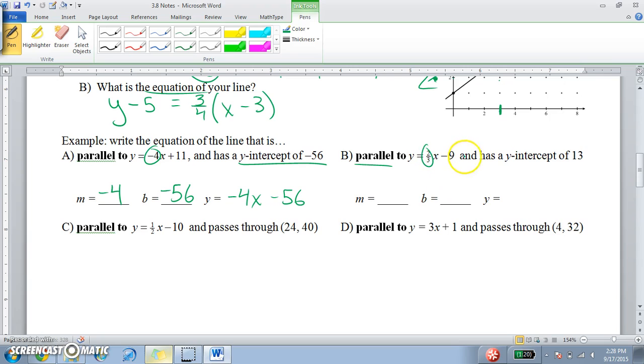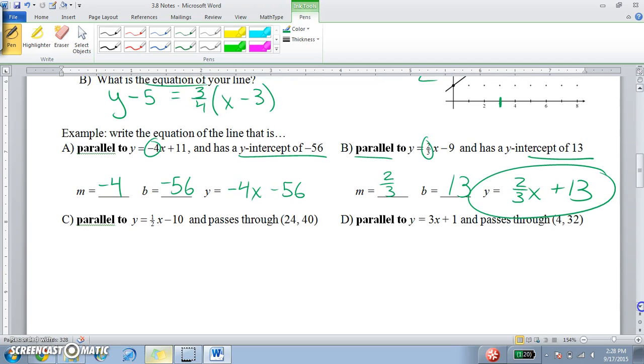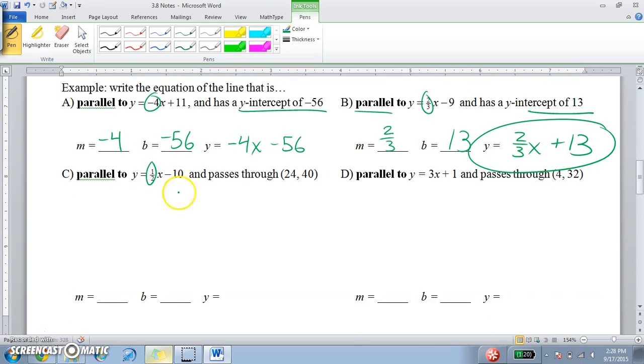Parallel to 2/3 x minus 9, y-intercept of 13. So slope is 2/3, b, or y-intercept, is 13. Again, y equals 2/3 x plus 13, that's my equation. Next: parallel to y equals 1/2 x minus 10 and passes through (24, 40). So now we don't know the y-intercept, but we do have a point and the slope. So we're going to have to write a point-slope form of the equation. I have y minus my y-coordinate, which is 40, equals 1/2 times x minus my x-coordinate, which is 24.